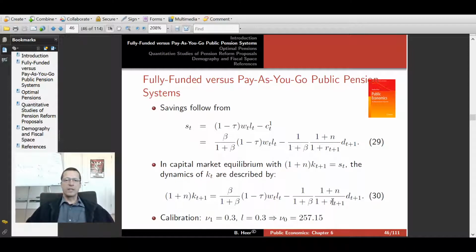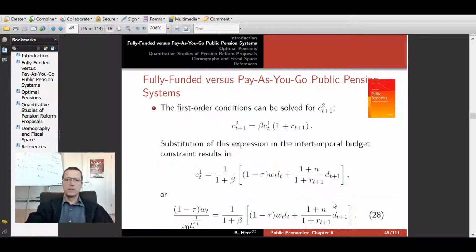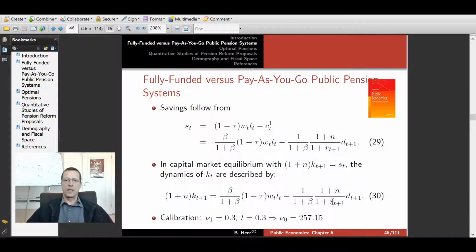Now let's get to the second equilibrium condition that we need. The first one is this new condition that our labor supply is determined endogenously. That's new to the model that we considered in section 6.31. Now we look at the second equation, which is our capital market equilibrium condition. We know that savings are equal to net wage minus consumption. We again substitute consumption C1t from the previous slide in this expression, and derive savings.